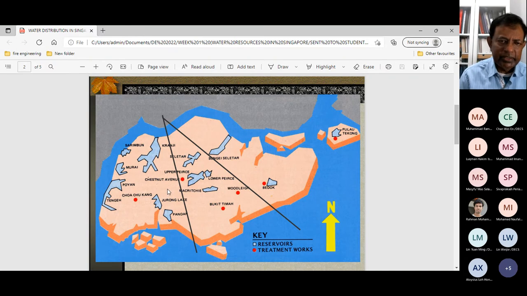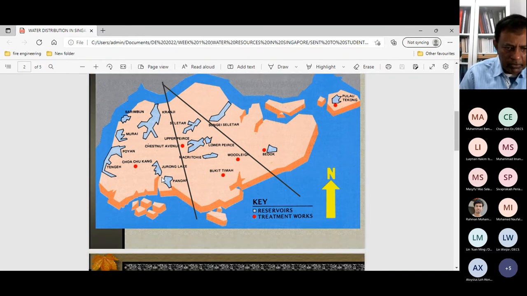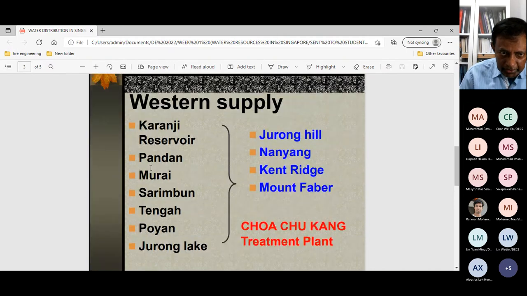The sector is divided into three categories. So how are they supplying? They take the water from these resources, which means from Kranji, Pandan, Murai, Tengeh, and also Jurong Lake. All these are main sources of water, and the reservoirs will be pumped into the treatment plant. They don't take all the water from one single reservoir. They take the water from any three of them or more, and you blend the water.